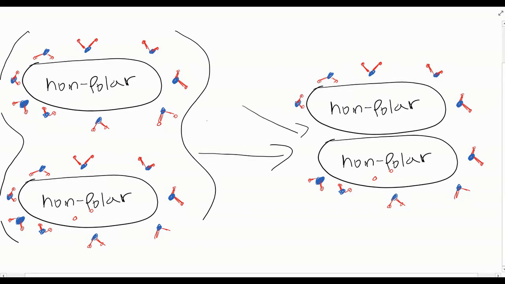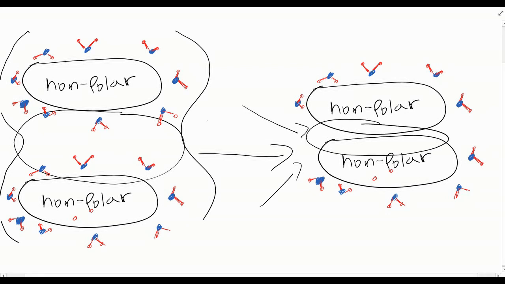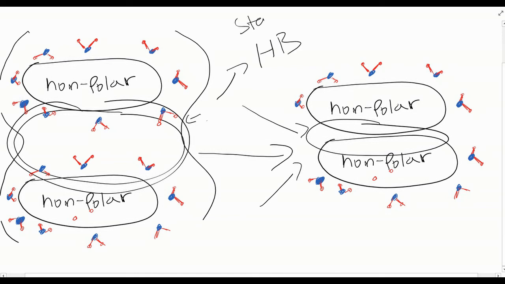So when they aggregate, as in combine, the waters that were here are released. They're not trapped anymore, and they can form hydrogen bonds. This is a favorable reaction. Since we decrease the number of trapped water molecules, they can form stable hydrogen bonds. So the interaction between the nonpolar molecules in a polar solvent, water, is known as the hydrophobic effect. The hydrophobic interaction causes the hydrophobic effect. Again, these waters are not trapped anymore, and they can form stable hydrogen bonds.